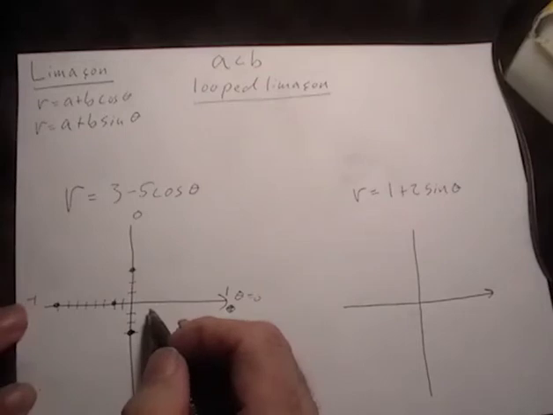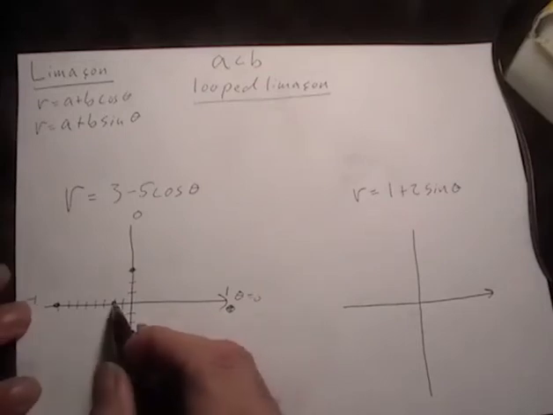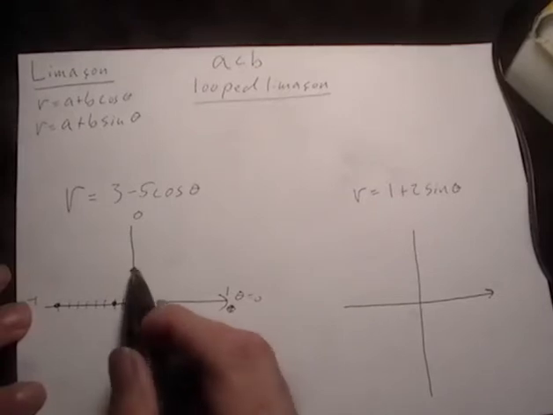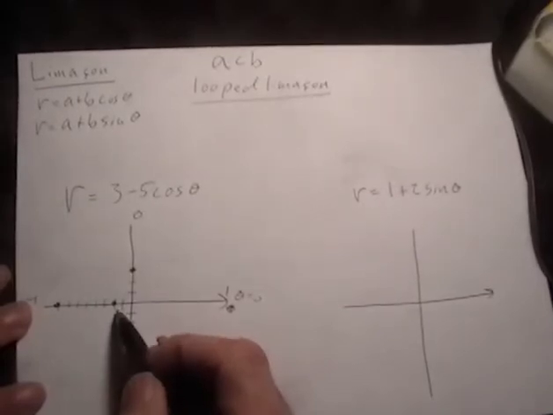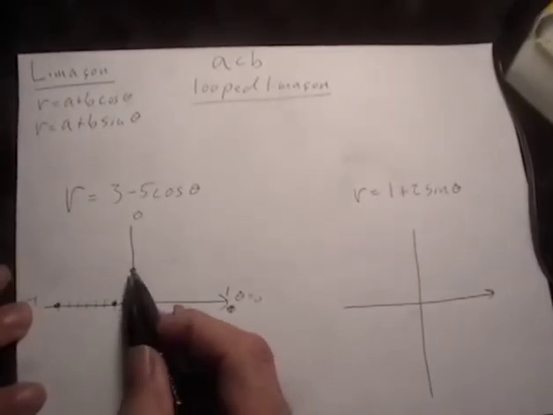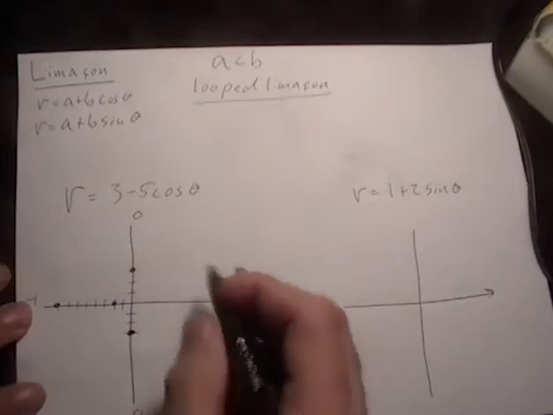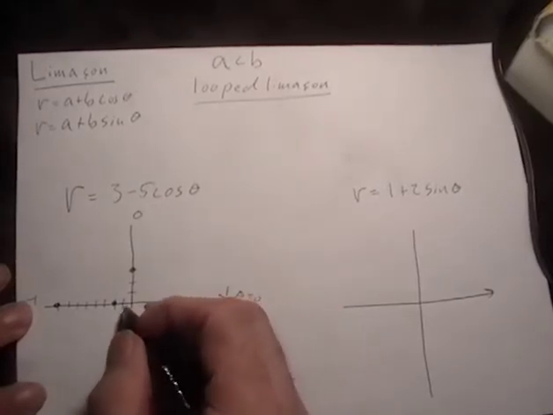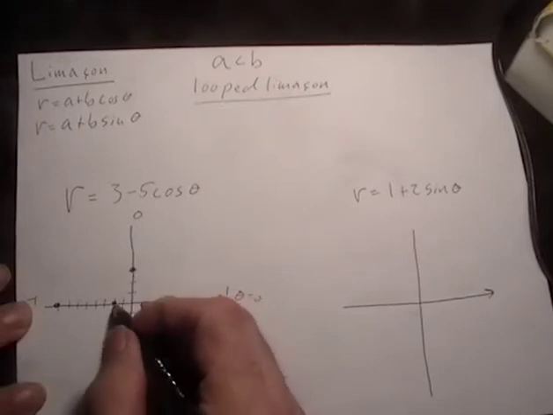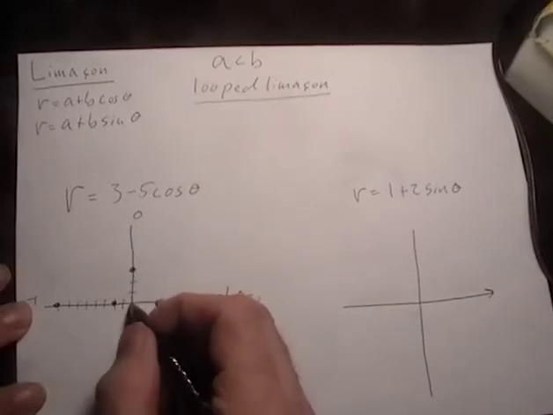Now the question is, how do I get from this point, in which r is negative, to this point where r is positive? The key is that to get from a negative value of r to a positive value of r, I have to let r pass through 0. In other words, to connect these dots, I can't connect them without going through the pole.